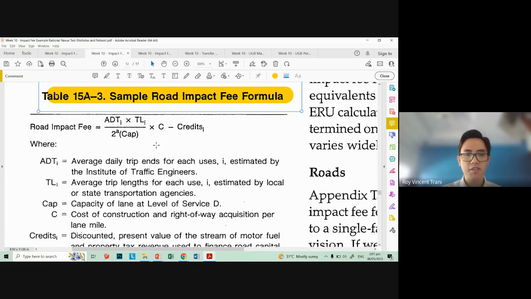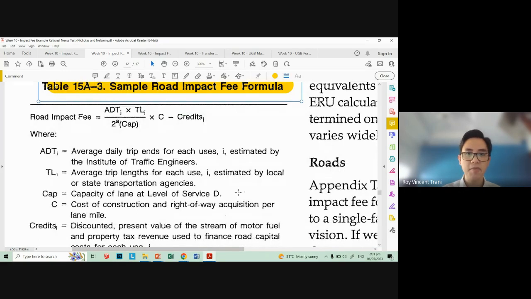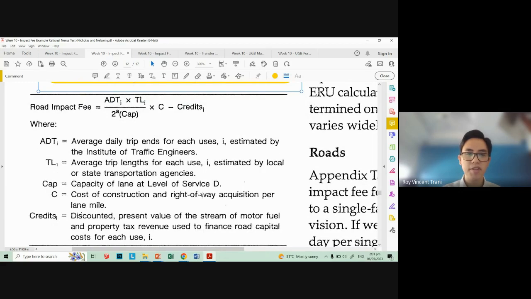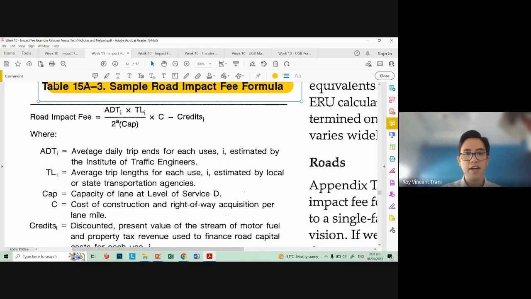Multiplied by C, the construction and right-of-way acquisition cost per lane mile, and then credit is deducted: the discounted present value of the stream of motor fuel and property tax revenue used to finance road capital costs for each use. So this daily trip average is like a separate study in itself.